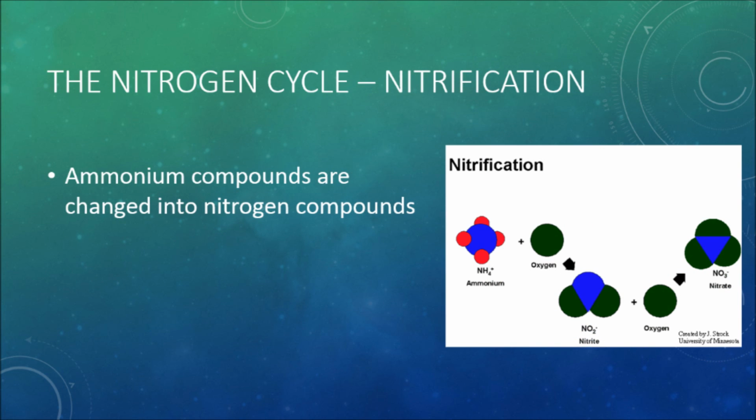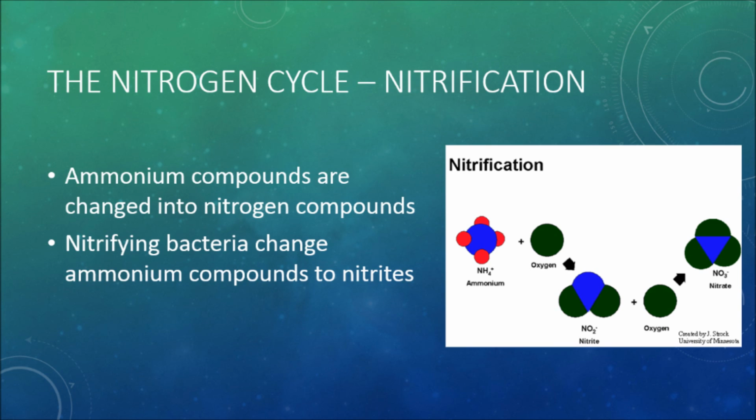Nitrification happens when ammonium compounds are changed into nitrogen compounds, which are then used by plants. Nitrifying bacteria, known as nitrosomonas, change the ammonium compound into nitrites, and other nitrifying bacteria called nitrobacter then change the nitrites into nitrates, which the plants absorb.